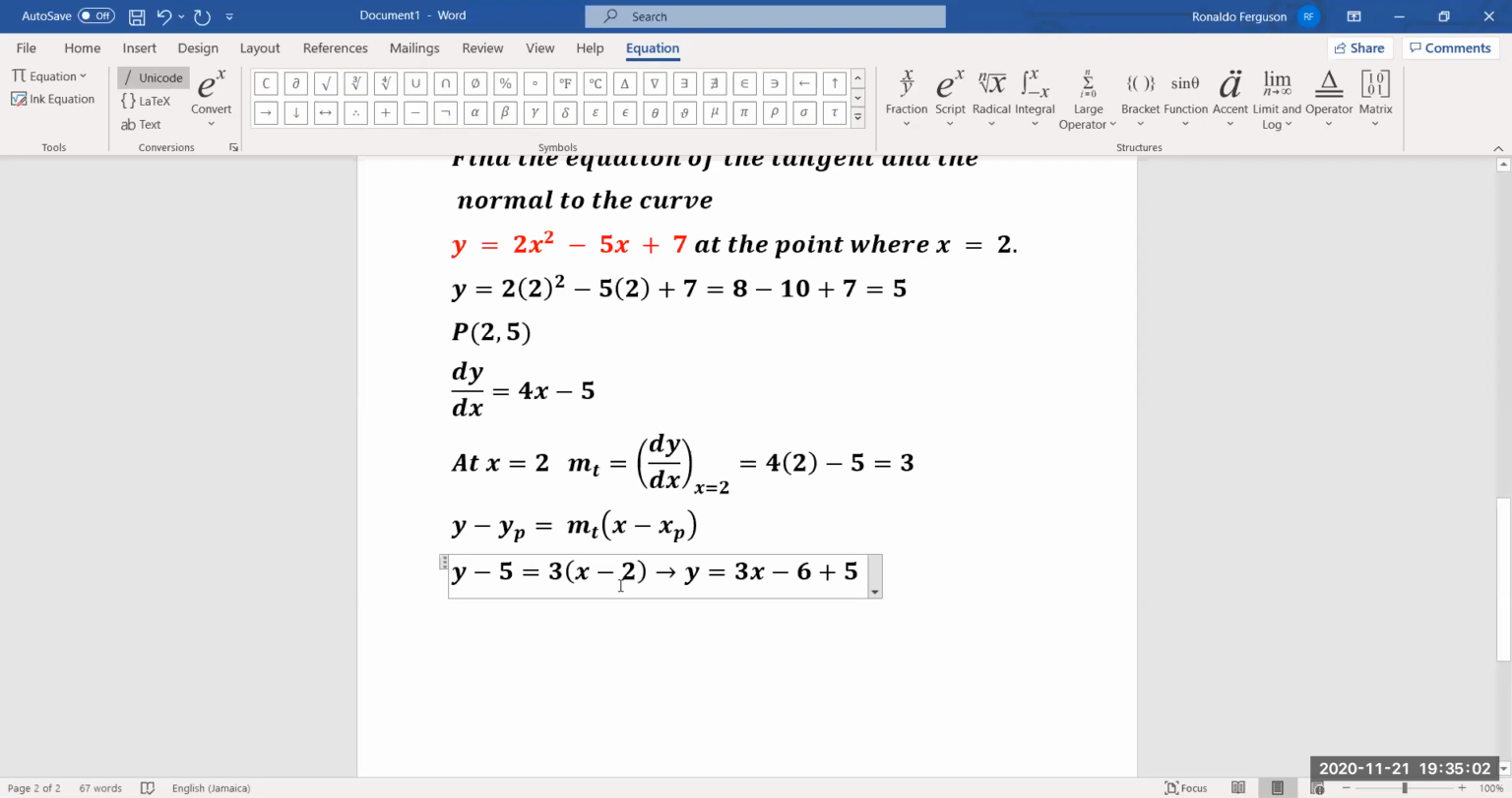See what I get? 3x minus 6 plus 5. And so that is telling us then that the equation of the tangent is y equal to 3x minus 1. So that's the tangent.